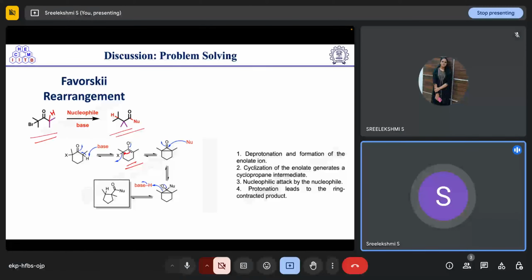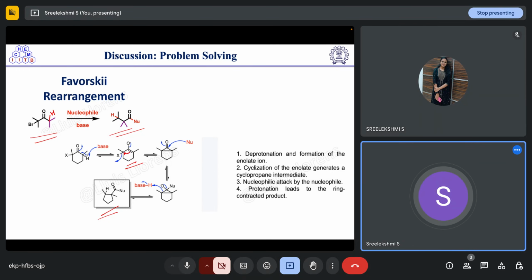Then again what is happening? This O minus, when it comes back, this bond will take up the proton, and we will be getting this compound. So basically what is happening here is that this ring contraction is taking place. That is, we used initially this 6 membered ring, and here we are getting the 5 membered ring. So Favorskii rearrangement is basically used for ring contraction reactions.